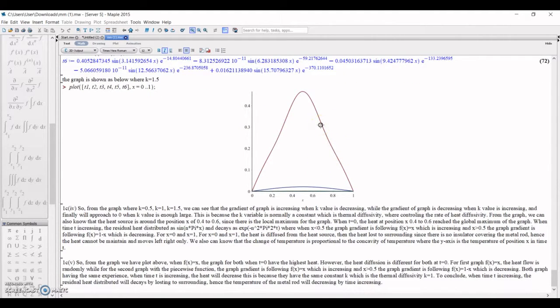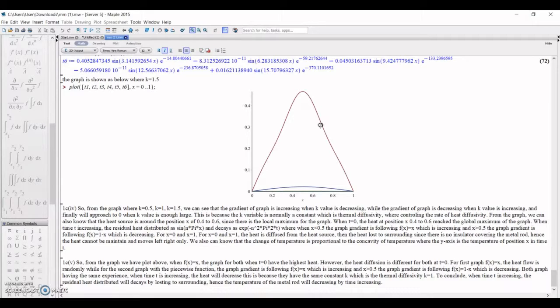So from the graphs we have plotted above, when fx equals to x, the graph for both when t equals to 0 have the highest heat. However, the heat diffusion is different for both at t equals to 0. For the first graph, fx equals to x, the heat flow is random, while the second graph with the piecewise function, the graph gradient follows fx equals to x, which is increasing, and when x is larger than 0.5, the graph gradient follows fx equals to 1 minus x, which is decreasing.